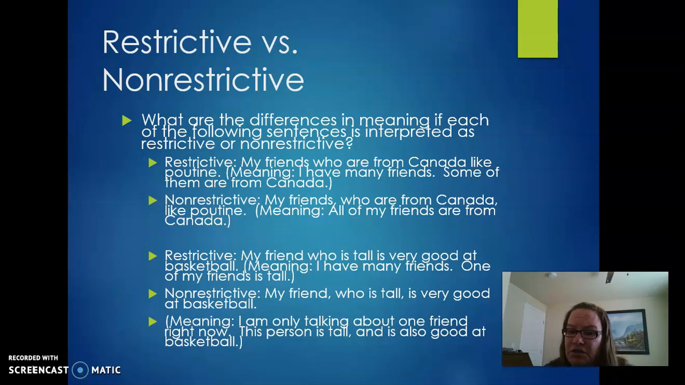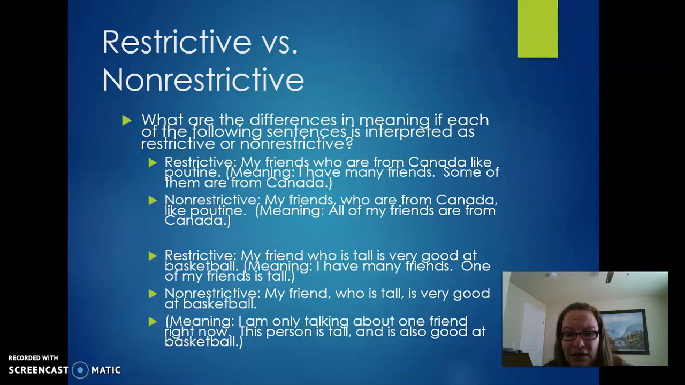Okay, the non-restrictive version, my friends, who are from Canada, means that all of my friends are from Canada. So I don't need to give you the information that my friends are from Canada because in fact I live in Canada, I've never been outside of Canada, and all my friends are from Canada. Why would I have any other friends? Okay, so the punctuation actually gives us some information about the meaning of the sentence.